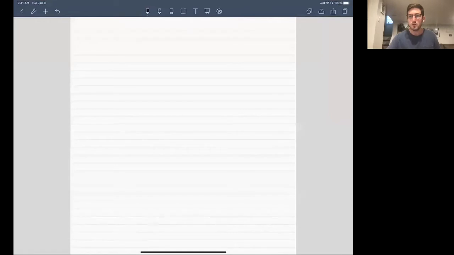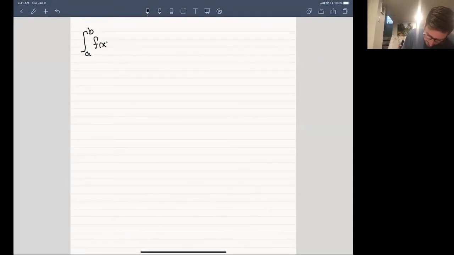Okay, so let me just remind you, in the previous lecture, we introduced this shorthand that looks like this, that is just a number, right? This is not a function, it's just a real number. It could be 1, it could be pi, it could be 1 over pi, it could be pi to the pi, right? It's just a number, but it encodes a lot of information.